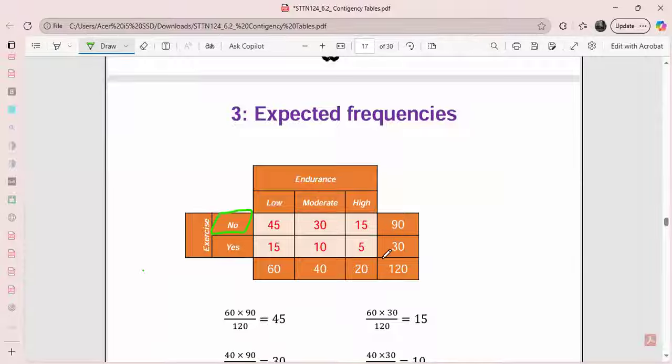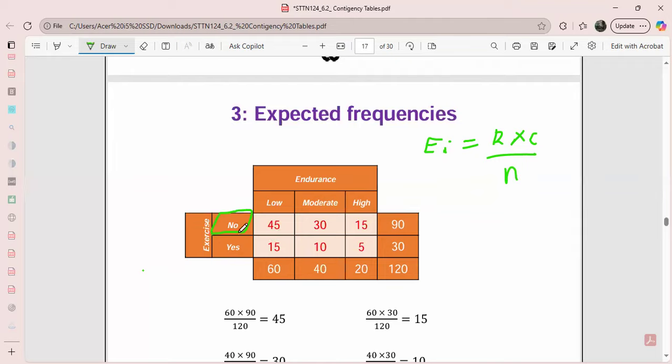Remember, the row total multiplied by the column total, divide everything by 120. So we say now the EI here. I want to put everything here. The EI is equal to the row total multiplied by the column total divided by n, which is 120.